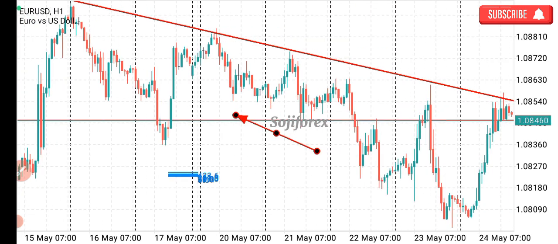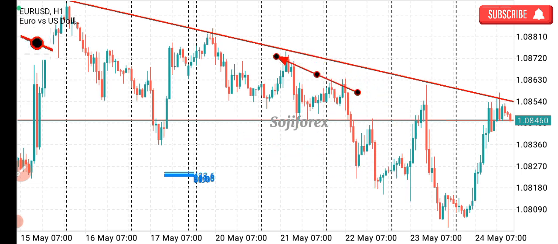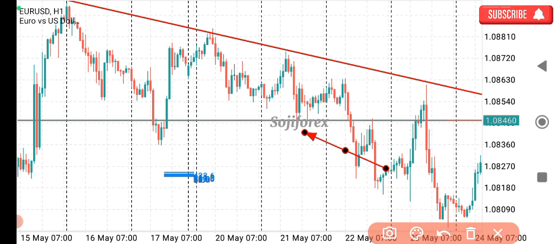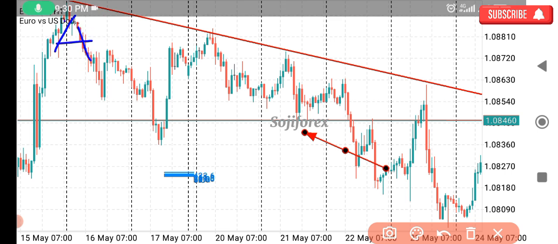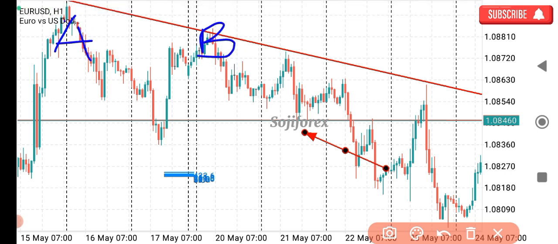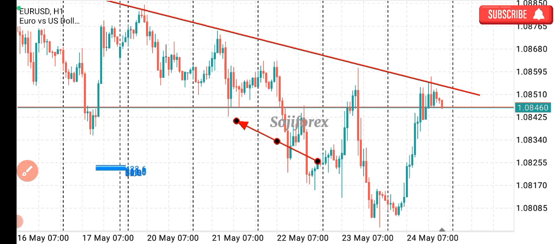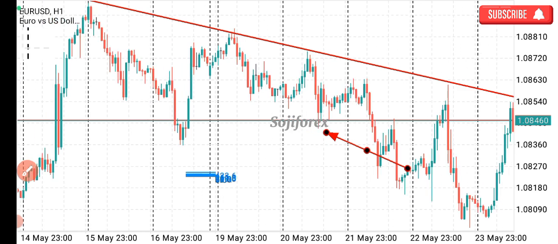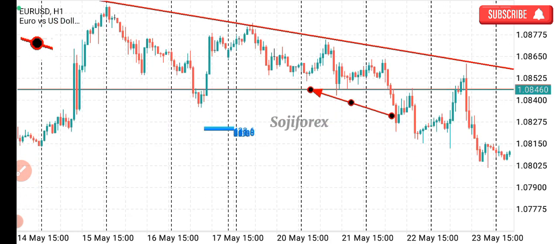So this is a simple way for you to draw a trend line, very easy. All you need to do is identify two points for a downtrend, the lower lows, and you can tag each of these points as your point A and point B. Then you connect your trend line from point A to B, and then you can extend it into the future. You can see what happened afterwards.